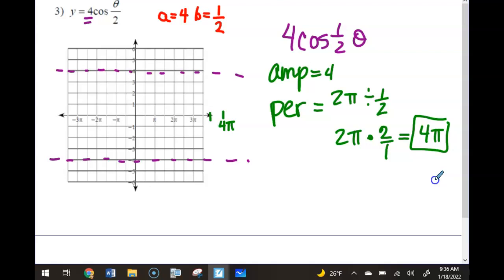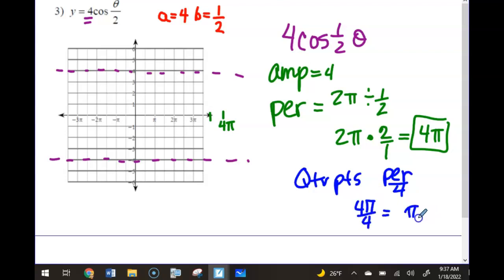And then the quarter points, let me switch colors here. The quarter points are where you take the period and divide by 4. So 4 pi divided by 4 is 1 pi. This is what you're counting by to label your quarter points. So the first quarter point is going to be at 1 pi, 2 pi, 3 pi, 4 pi. So that's not bad on this graph because they're labeled. Sometimes they're really ugly, like 1 pi over 8, 2 pi over 8, 3 pi over 8, and we have to squeeze them in. All right.